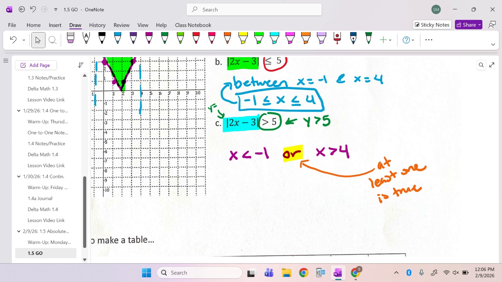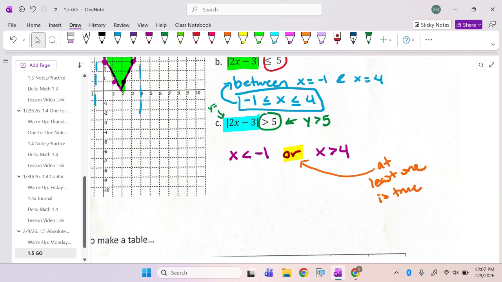All right. So pick a number that's in between -1 and 4. Okay, 2. I'll plug in 2 for x. What's 2 times 2? 4. 4 minus 3? 1. Absolute value of 1, 1. Is 1 greater than 5? No. So it can't be between -1 and 4, because if you pick a number that's in between -1 and 4, it doesn't work.